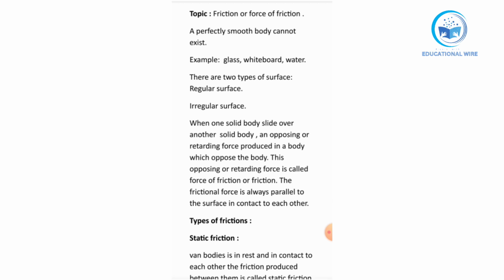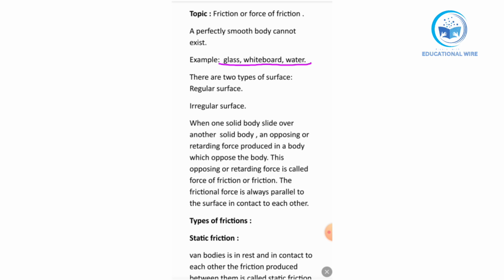So today we will start our new topic, that is friction or force of friction. We know that a perfectly smooth body cannot exist. There is not any kind of perfectly smooth body in the universe. For example, glass, whiteboard and water seem smooth, but they are not perfectly smooth, but we have to rub it so it can be smooth.